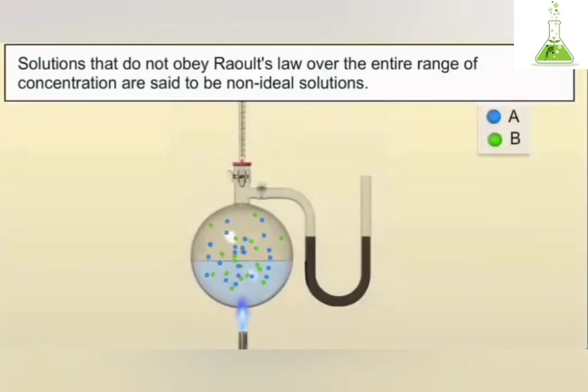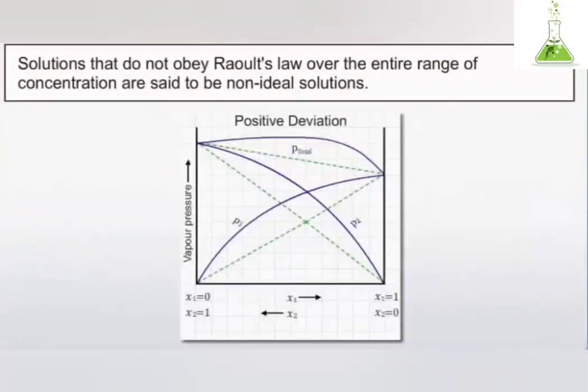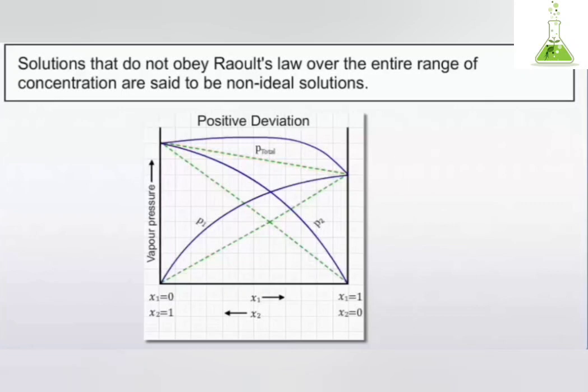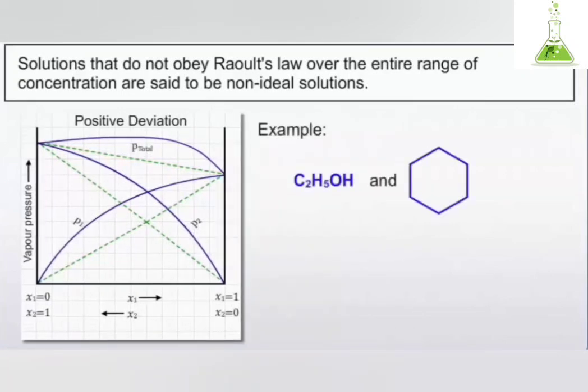If the magnitude of AB interactions is less than that of AA and BB interactions, then there is a greater tendency for the molecules to escape to the gaseous phase and thereby show higher vapor pressure. Such solutions are said to exhibit positive deviation from Raoult's law. The total vapor pressure of such a solution will be greater than the vapor pressure corresponding to that of ideal solutions with the same composition. For example, the mixture of ethanol and cyclohexane shows positive deviation from Raoult's law.